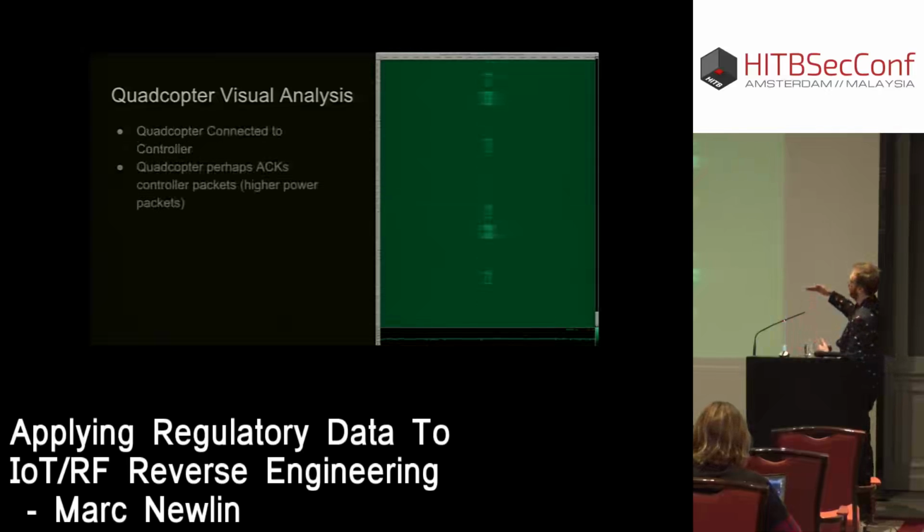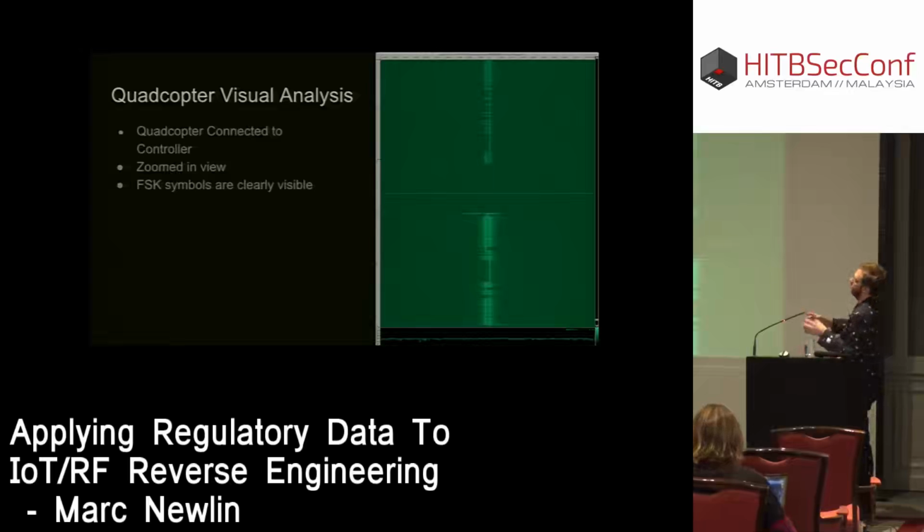Now if we zoom in a bit, this is with the quadcopter on and communicating back to the controller. We have those top bursts in each set, which line up with what we saw with the controller alone, and then the second, more powerful burst below. So that might be ACKs coming back from the quadcopter. And the point of this is that you can do a quick visual analysis and get some useful data without even having to break out the Faraday cage and do anything too complex.